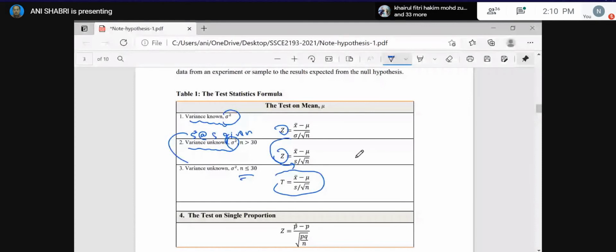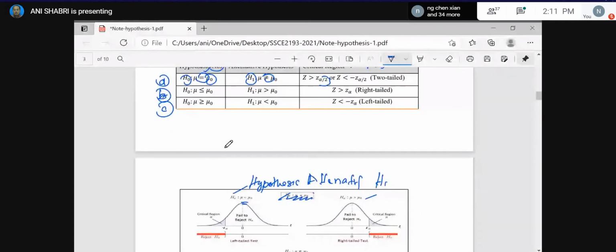Ada nak masuk kan? Okay, ada lagi nak masuk tak ni? Tak nampak ni. Okay, nota dah ada kan?